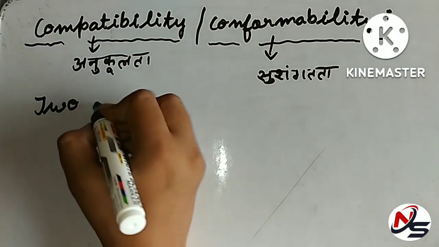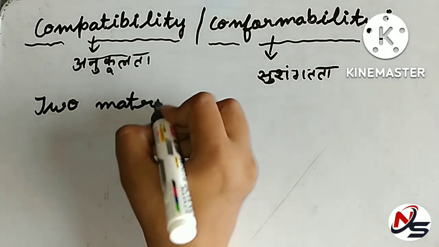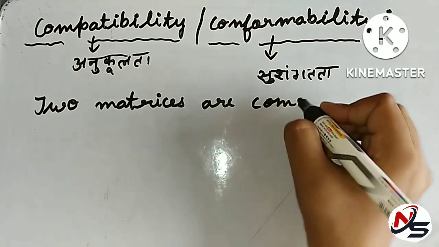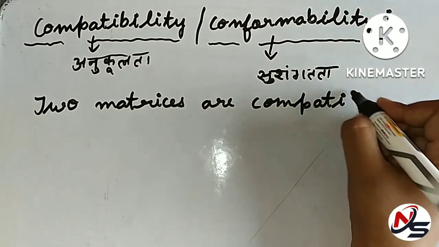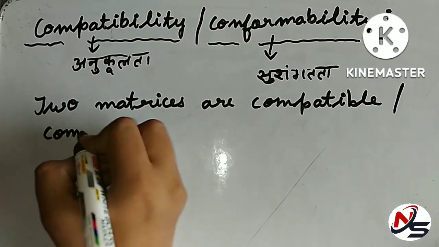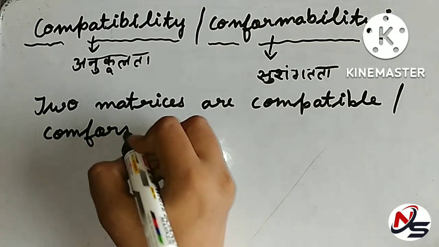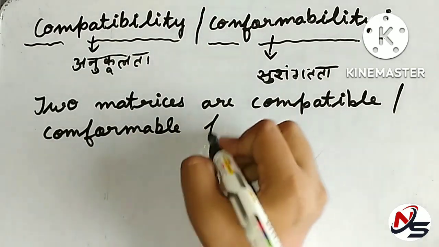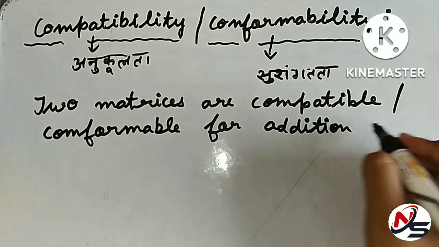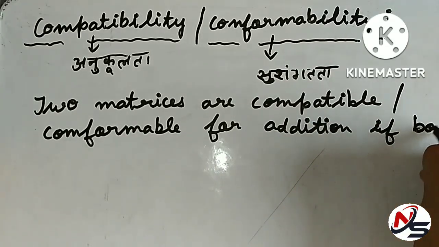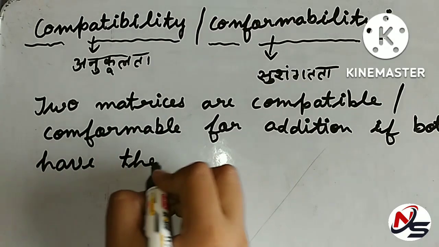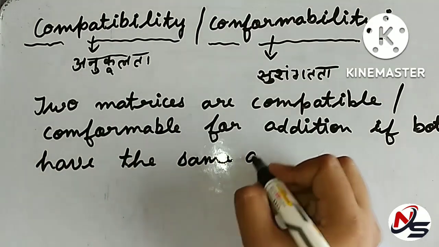Two matrices are compatible slash conformable for addition if both have the same order.